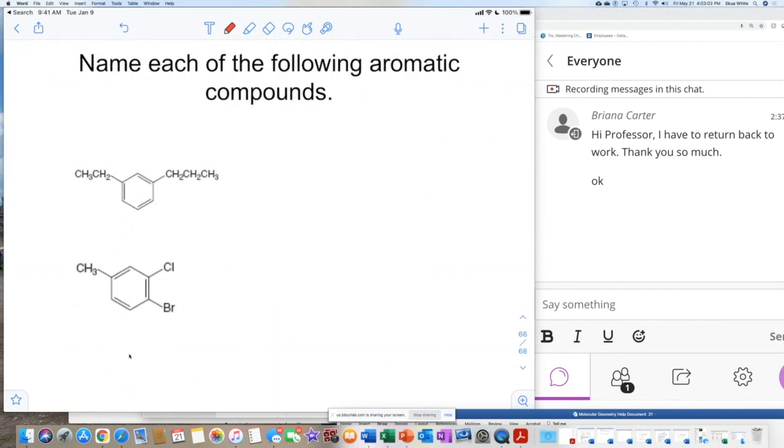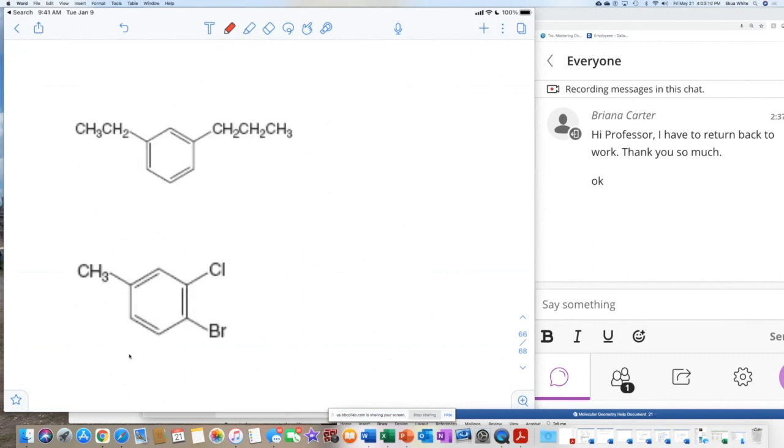I'm happy. Okay, so right here, name each of the following aromatic compounds. With this here, let's see. Do I have a special group? No. Okay, so I'm going to use the letter O versus the numbering, okay? So these are how they relate. They're 1, 3, right? 1, 2, 3. So I'm going to use M. M dash. This is propyl.